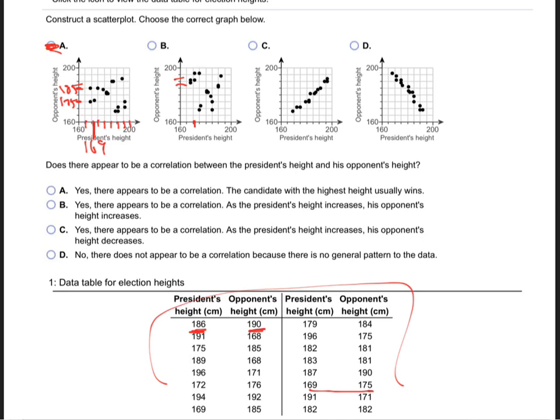All right, does there appear to be a relation? No. It's this one. No way. No, that's a kind of a dumb thing to measure. All right, on we go.